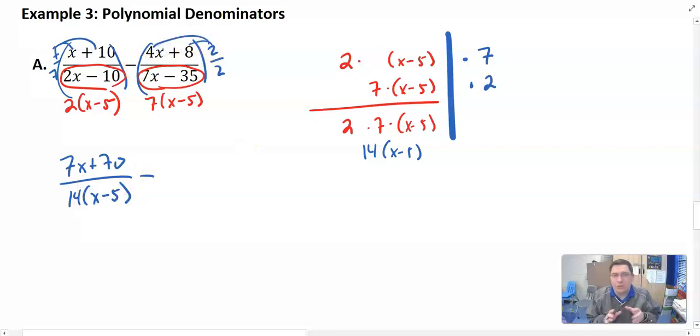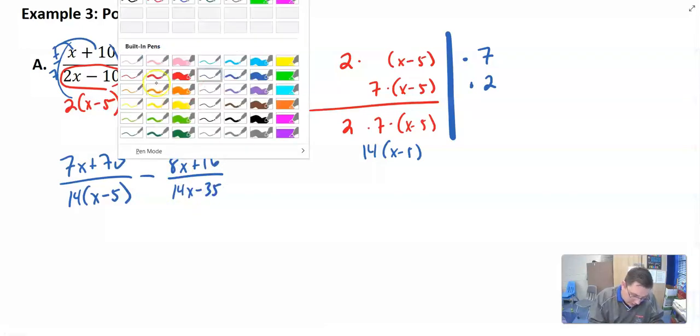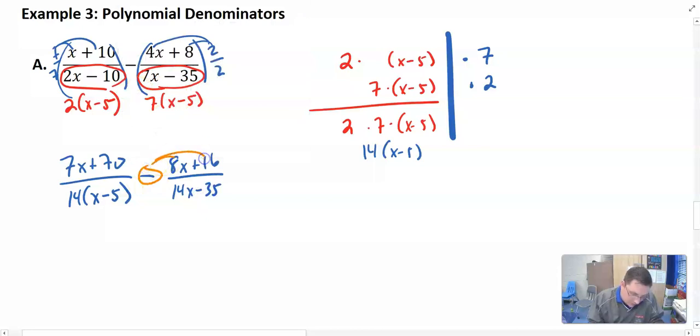Now, here's one step where we'll do this in 2 steps, and I'll talk about how we can get it in one step as well. So we're going to get 8x plus 16 over 14x minus 35. Now, what also has to happen is this minus sign distributes to both of these to become one fraction. And so we're going to get 7x plus 70, distributing the negative, so minus 8x minus 16, all over 14x minus 35.